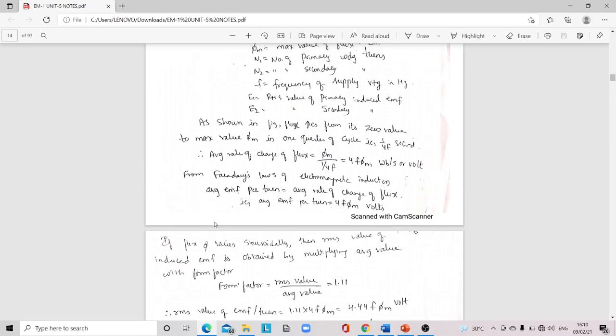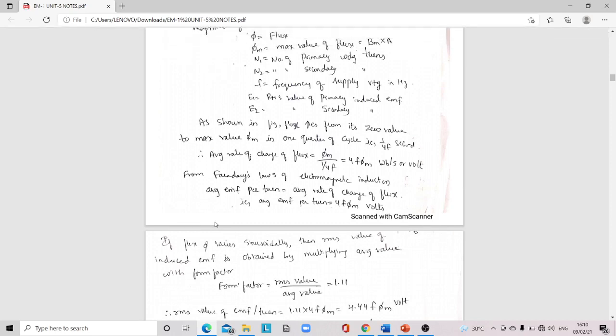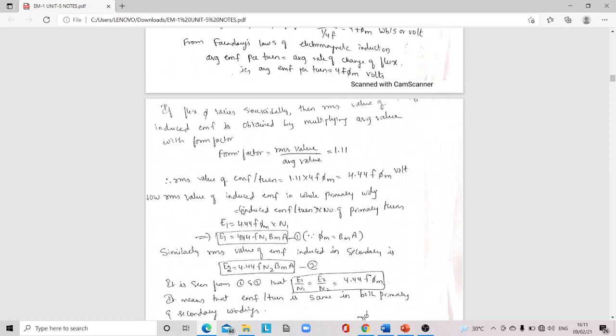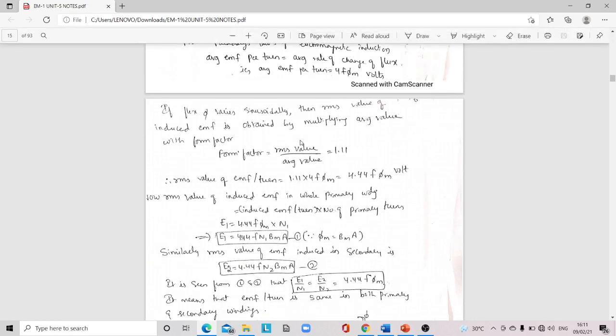Average rate of change of flux: flux is increasing from its zero value to maximum value in 1/4 of cycle, that is 1 by 4f second. At that time average rate of change of flux is phi m by 1 by 4f or 4f phi m. So average EMF per turn is average rate of change of flux, but to get RMS value multiply average value by 1.11, because for a sinusoidal wave the form factor is 1.11. So RMS value equal to 1.11 into 4f phi m. Then multiply it by number of turns on primary for E1 and number of turns on secondary for E2.